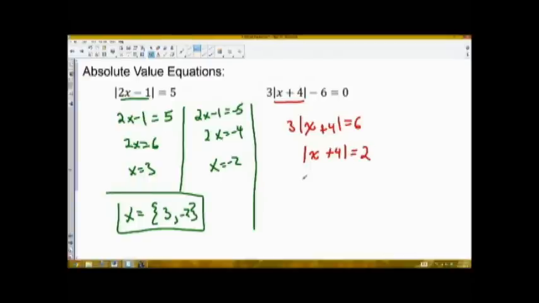And again, I get two solutions. Either that stuff inside of the absolute value is positive 2, or that stuff inside of the absolute value is negative 2. Because when I replace x plus 4 with negative 2, the absolute value would be positive, and the same for the positive value. So my two solutions are either negative 2 or negative 6.